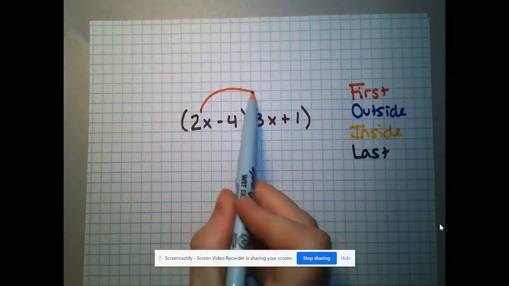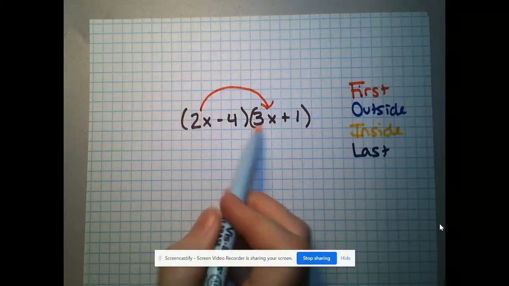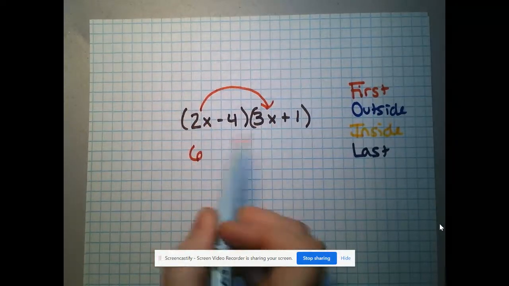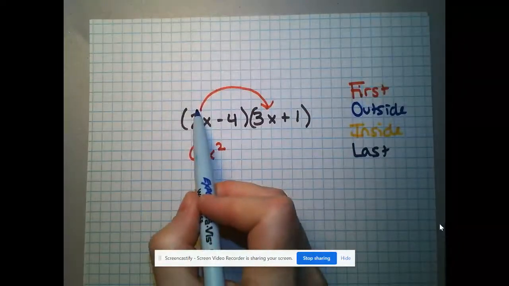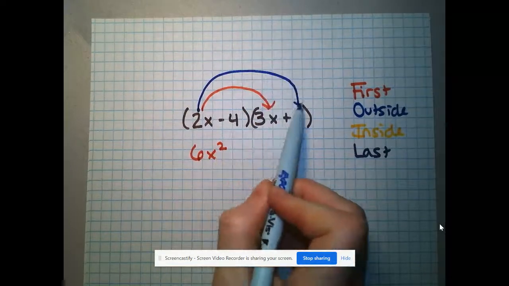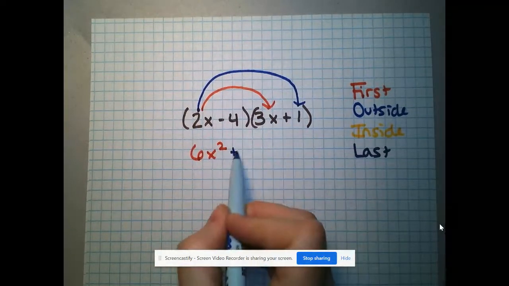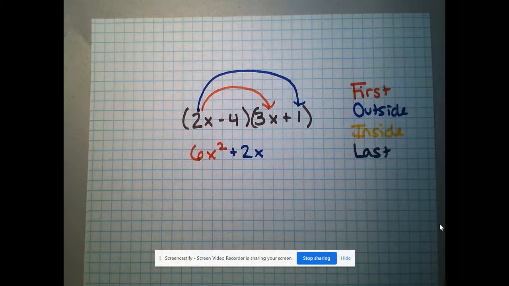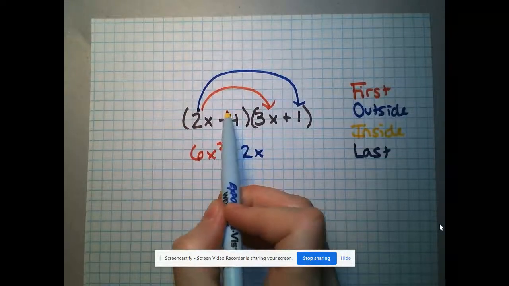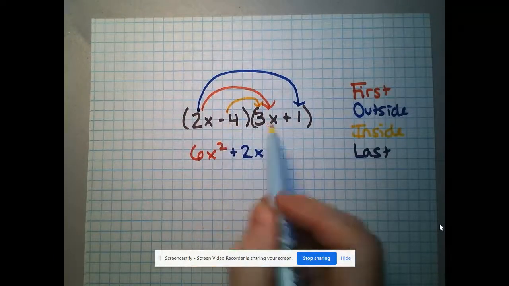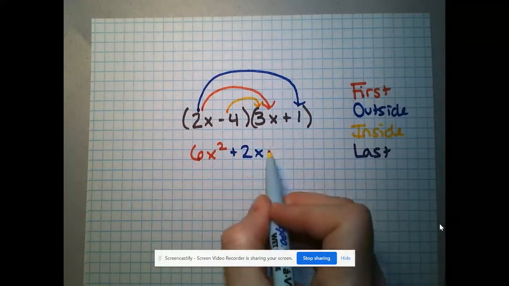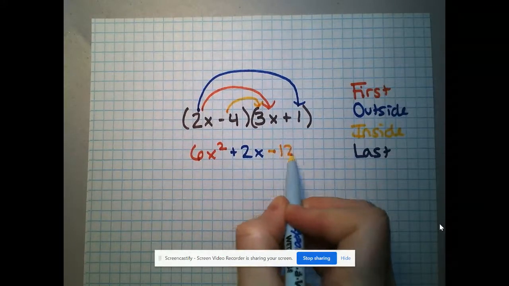First means you multiply the two first terms. So the 2x gets multiplied by the 3x. 2 times 3 is 6, and x times x is x squared. Outside means you multiply the two terms on the outside: 2x and plus 1. So 2x times 1 would be plus 2x. Next, inside is the two terms closest to each other: minus 4 times 3x. 4 times 3 would be 12, but since there's one subtraction, it's minus 12x.